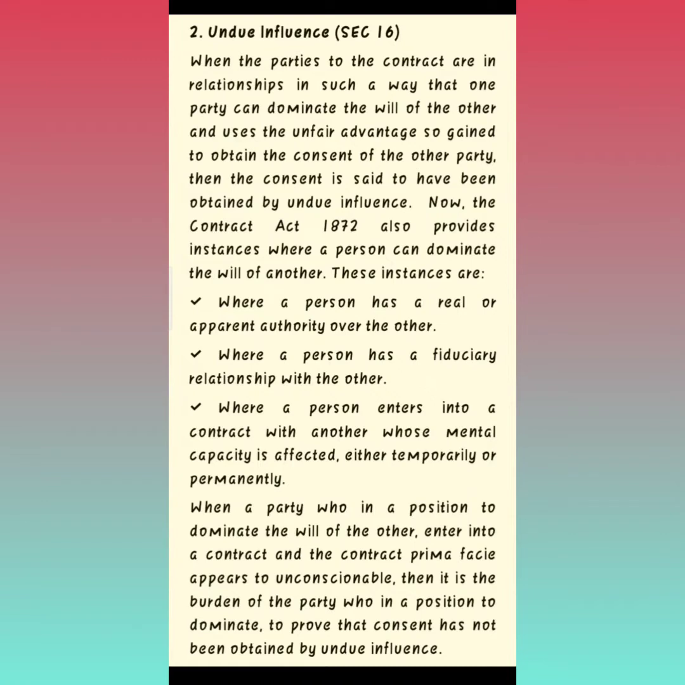Second relationship can be between a solicitor and client, that is, a legal advisor and client. When a client goes to a legal advisor, he surrenders completely to the legal advisor, in the hope that the solicitor will give the best advice to him, or will defend him in the best possible way in the court. And therefore the client has to have complete trust and confidence in his solicitor. And the last point says when a person enters into a contract with another whose mental capacity is affected either temporarily or permanently.